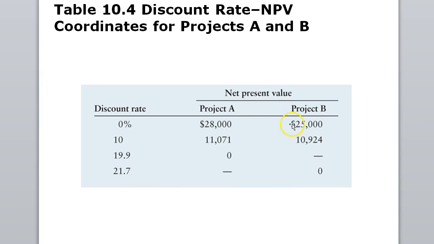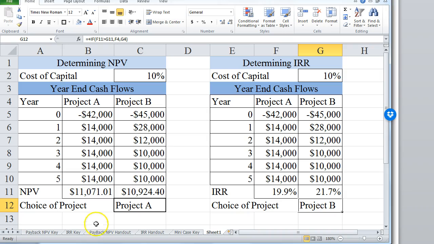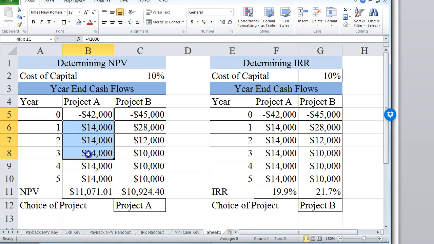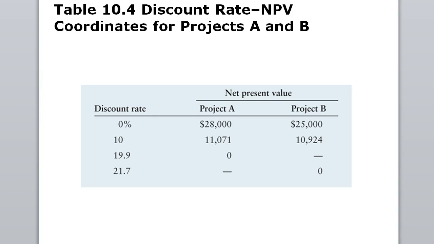So at 0, if there was no discounting, this is what the project present value would be, and then discounting at 10%, this is what the present values are, as calculated here. See that 11 and 10, 11 and 10 here? That's where we're getting this 11 and 10. And the 0% is just saying if you just took the sum of all these, see this 28? It's just the sum of the straight cash flows without discounting. That's how I get 25 and 28.